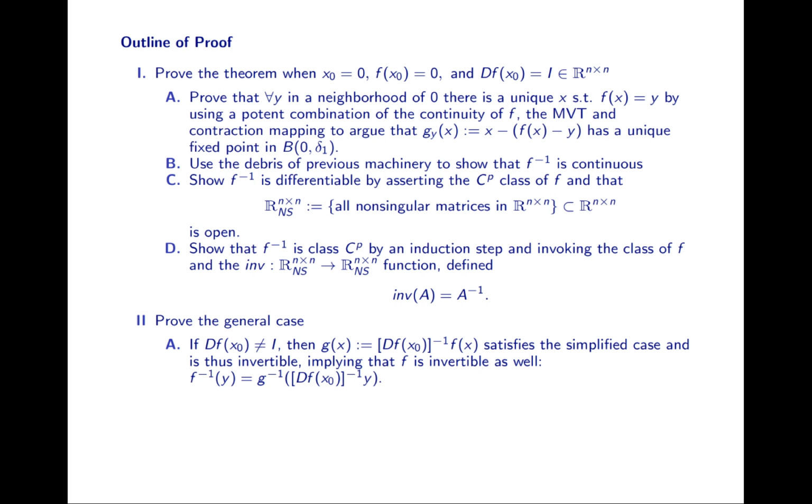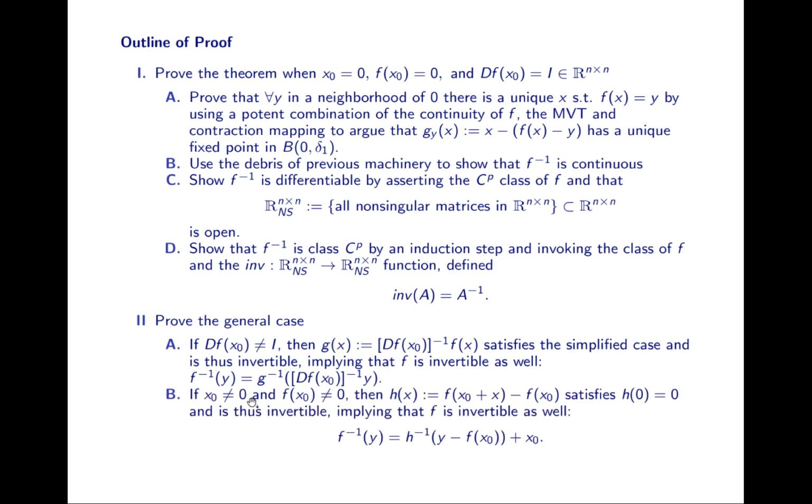If the derivative is not the identity, then we just scale it by multiplying f of x by the inverse of the derivative. Right? This inverse here doesn't change with respect to x, so it's treated like a constant. So the derivative of g is just this matrix times the derivative of f. And so at x naught I just get the identity, which means g satisfies all of the simple conditions above.